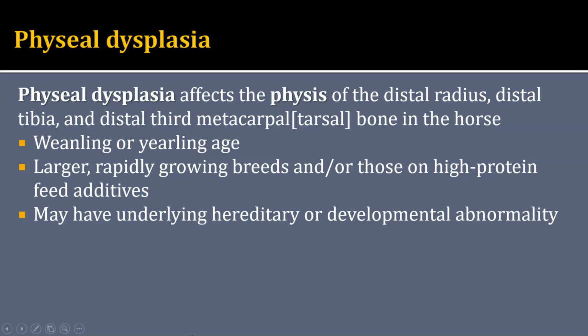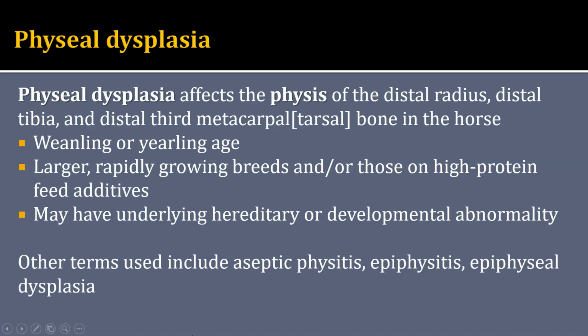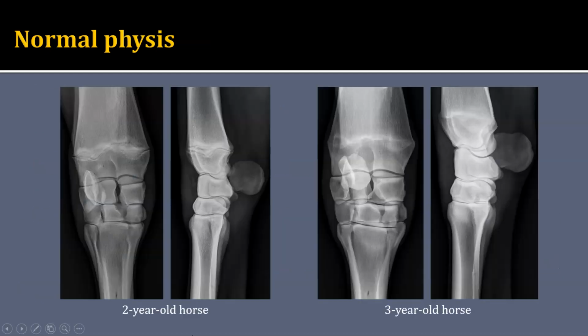It can be nutritional or metabolic. The exact etiology is not known. There are other terms that you'll hear used, including aseptic physitis, so not an infectious disorder, epiphysitis, and epiphyseal dysplasia. But since most of the findings are really of the physis, I will have us use the term physeal dysplasia.